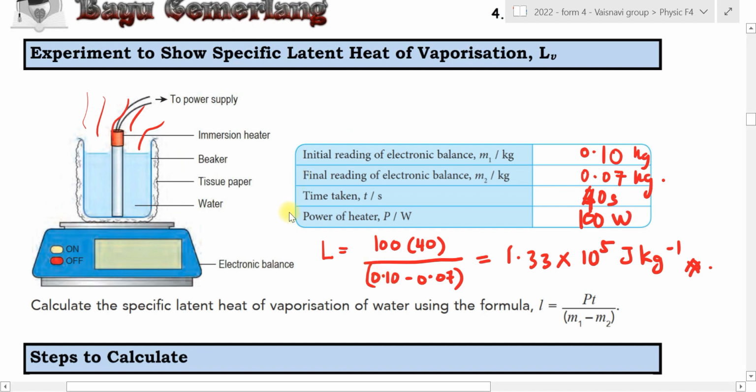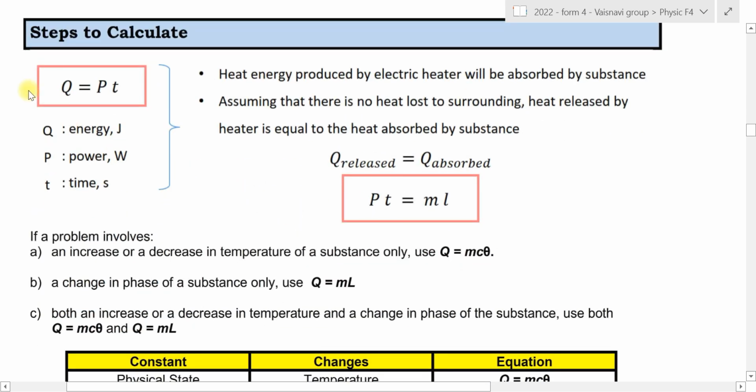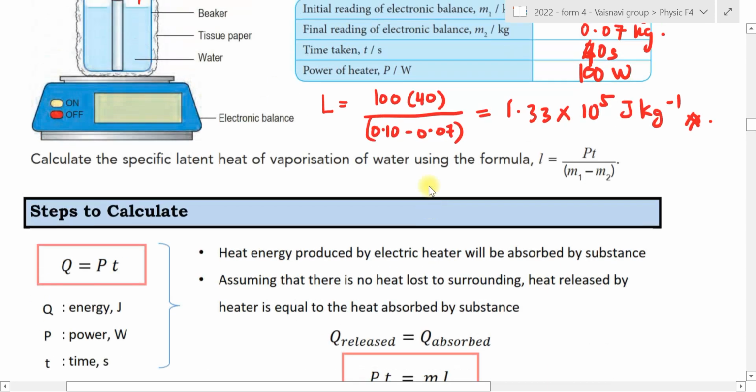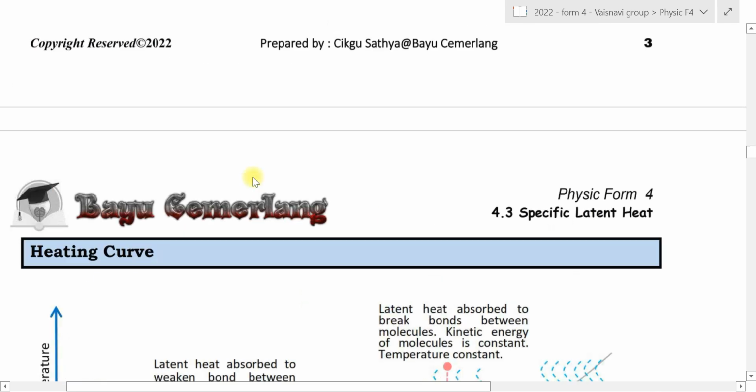Okey, sekarang kita nak relate. Ini saya dah ajar kamu kan. Q equal to power T. Heat energy produced by the electric heater will be absorbed by the substance. We assume there is no heat loss to the surrounding. So heat released by the heater is equal to heat absorbed by the substance. Ini kita dah belajar masa kita apa ni, Q equal to MC theta. Sekarang question dia boleh gabung MC theta dengan ML.